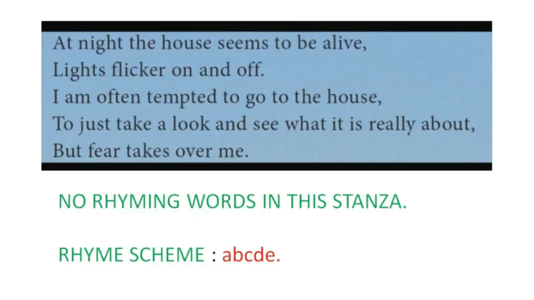In the second stanza, there are no rhyming words. So, the rhyme scheme used here is A, B, C, D, E. Because the last words of all the lines are different words, not rhyming with any of the words. So, the rhyme scheme used here is A, B, C, D, E.